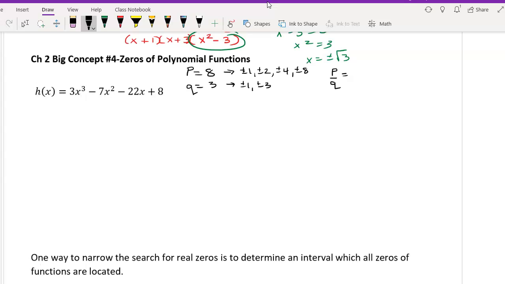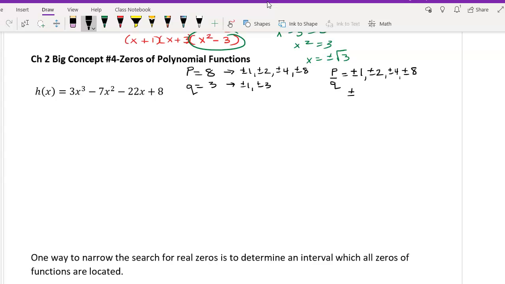Well, 1 over 1, 2 over 1, 4 over 1, and 8 over 1. So that took care of all of the P's over our first Q, and now we have to do all of our P's over our second Q.